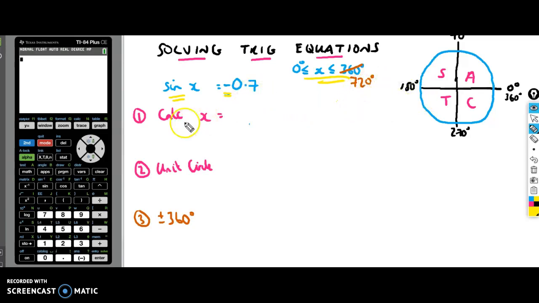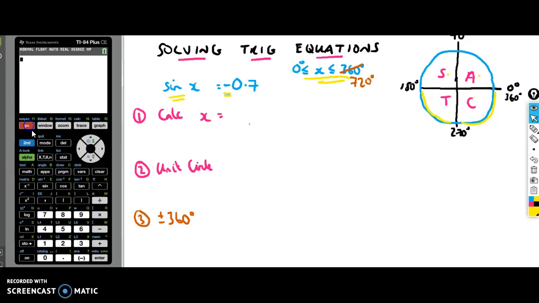Okay, before we do the calculation of the first part to get our first answer, let's just think about it. Sin is negative. Well, the unit circle only tells me where the trig equations are positive. So if sin is negative, it's not in here, it's not in here, it must be in these two sections here. There must be an answer in here and an answer in here, between 180 and 360.